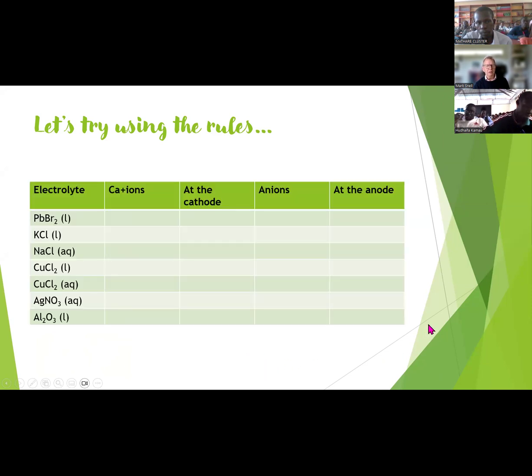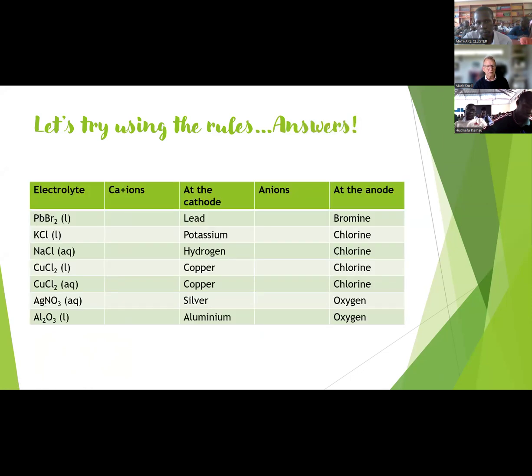Now, if we go through all of these, what's going to happen in this one is lead and bromine. In this one, because it's molten, potassium and chlorine. In this one, because it's aqueous, hydrogen because that is easier, and chlorine because it's a chloride. That was the rule with the anions, that if you have a halide, it will discharge that. Otherwise, it will be oxygen.